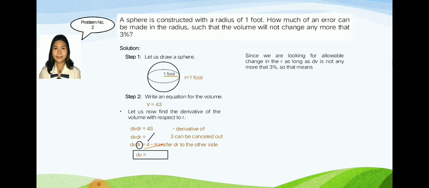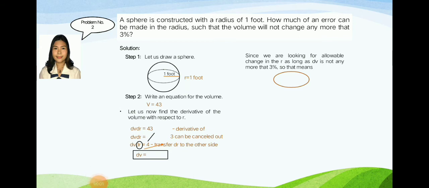So let's proceed. Since we're looking for the allowable change in r as long as dV is not any more than 3%, that means that dV is less than or equal to 3%. Please take note, guys: dV is less than or equal to 3%.